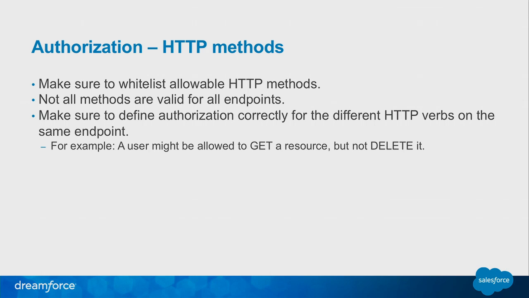But that's about it, right? Not all methods are valid for all endpoints. So make sure that you're whitelisting the methods that are allowed for each endpoint. If I'm trying to read a report, I'm going to do get reports or delete reports. Those two things might be tied to different permissions, so make sure that you're defining authorization correctly for the different HTTP verbs. A user might be allowed to get a report but not allowed to delete it, right? So first of all, whitelist the HTTP methods, and second of all, make sure that you're authorizing each HTTP method correctly.